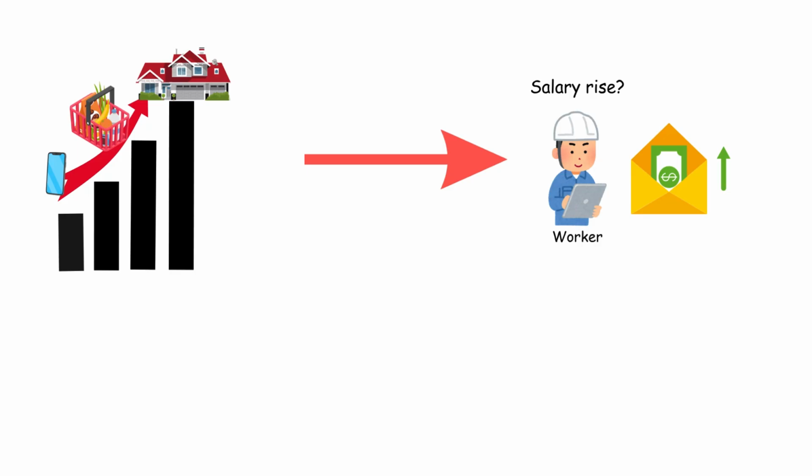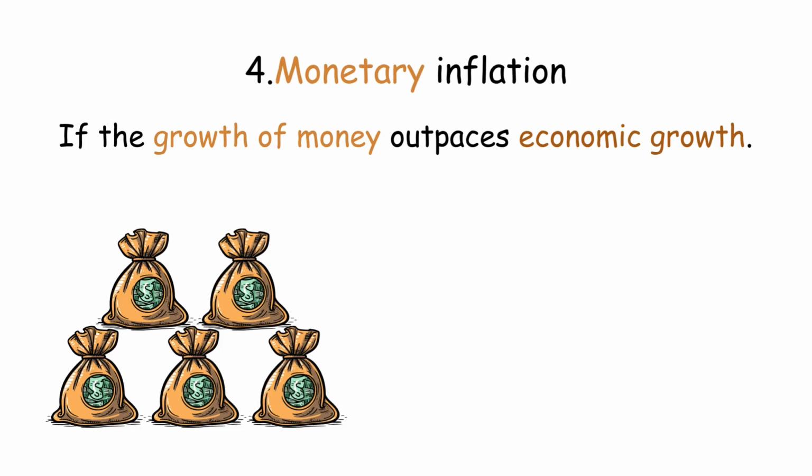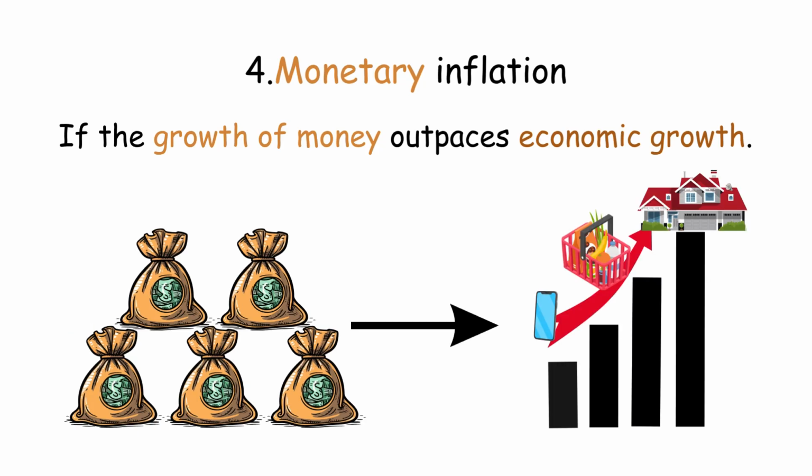As a result, a vicious cycle forms. Product prices go up, workers ask for higher wages to maintain their standard of living, and companies raise the prices of their goods to preserve profit. Monetary inflation is a sustained increase in the money supply of a country or currency area. When the amount of money in a country increases, prices for goods and services usually go up too.